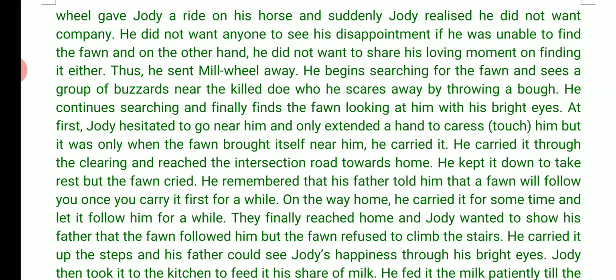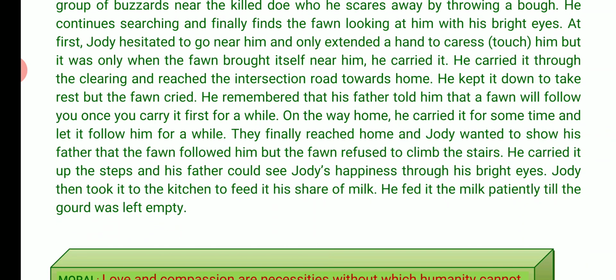They finally reached home, and Jody wanted to show his father that the fawn followed him, but the fawn refused to climb the stairs. He carried it up the steps, and his father could see Jody's happiness through his bright eyes. Jody then took it to the kitchen to feed it its share of milk. He fed it with milk patiently till the gourd was left empty.